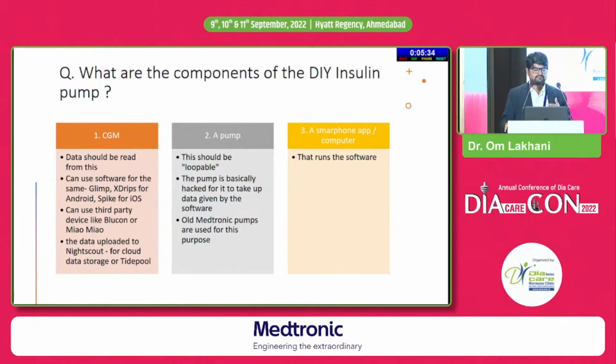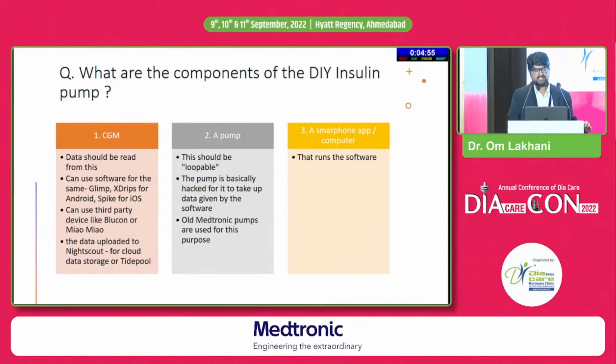So the data from the CGM device should be read. You take the data from the CGM and put it on a cloud, which can be done through Nightscout. There are also many apps currently available, called Glimp for Android, or Spike for iOS, which you can use. You can use third-party devices which can convert this NFC into Bluetooth, like Bluecon, etc. The pump should be loopable, which means, and Medtronic will not like it, you require an older generation Medtronic pump. Why? Because the older generation Medtronic pump could be hacked. Newer generations cannot be. So you hack the older pump, and then you replace the software and use your smartphone to control the pump.